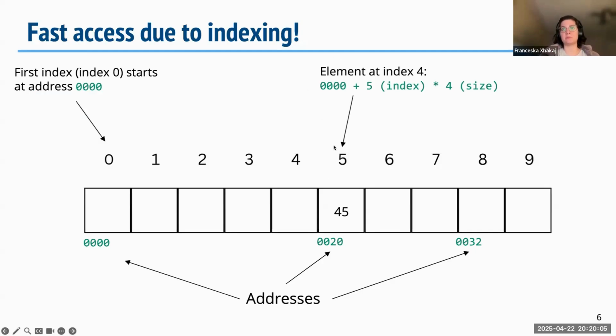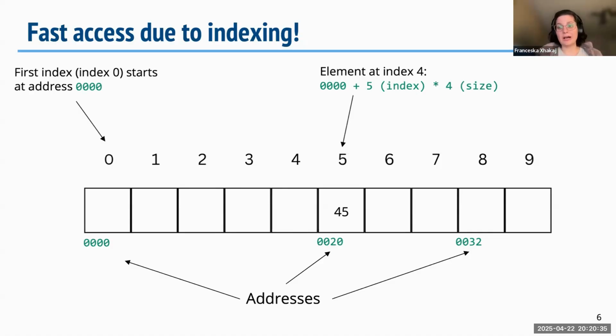0, 0, 0, 0 plus my index multiplied by what size I have. In this case, it's 4 bytes, right? And that is going to give me the value 0020, and that's how I can have that fast access. So that's why calculations and accessing and modifying values by indexing an array is so fast. And that's why we also store them in contiguous memory locations, because we know that after this element, this other one comes, and after this element, this other one comes.